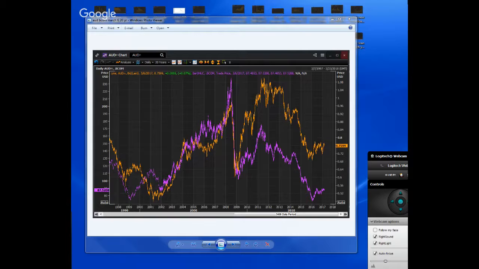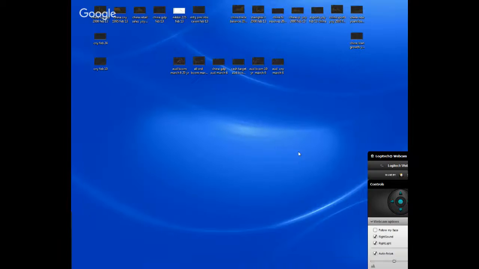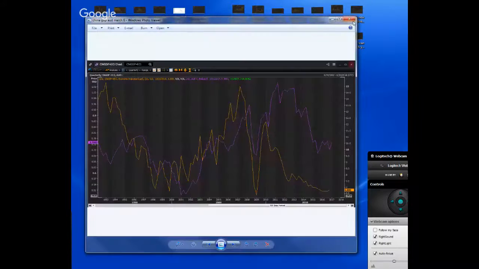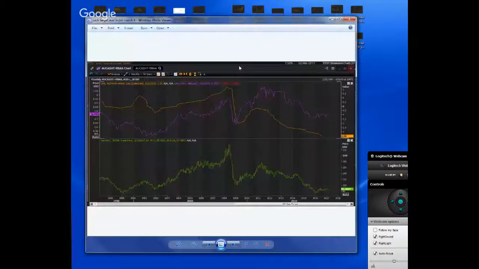The Australian economy, let's get another chart up here. Where's the all ordinaries? Bear with me one second. That's not what we want. Cash target.